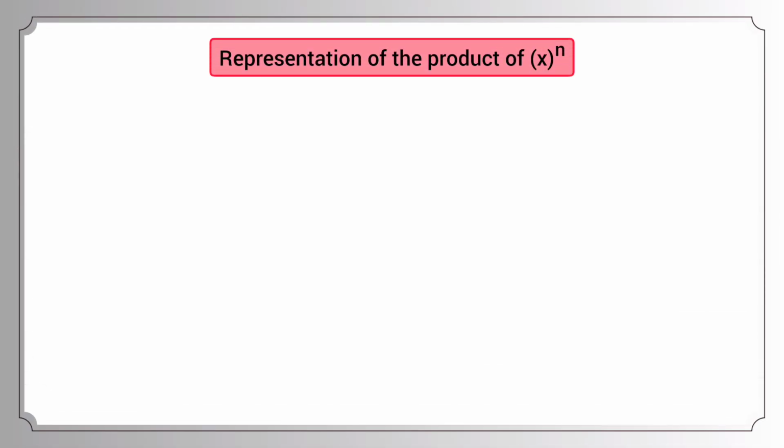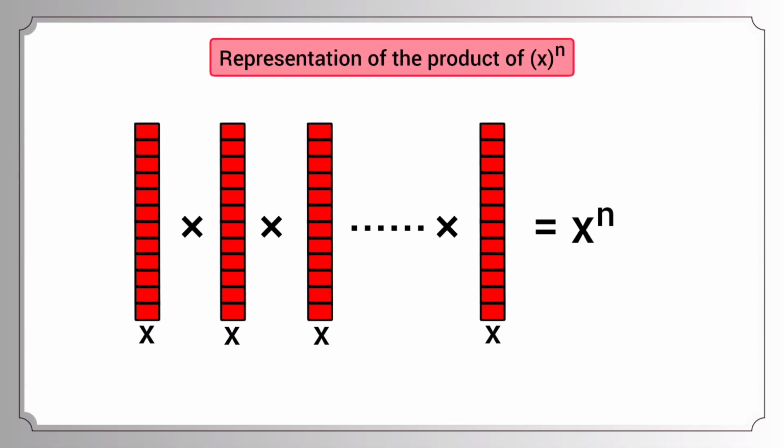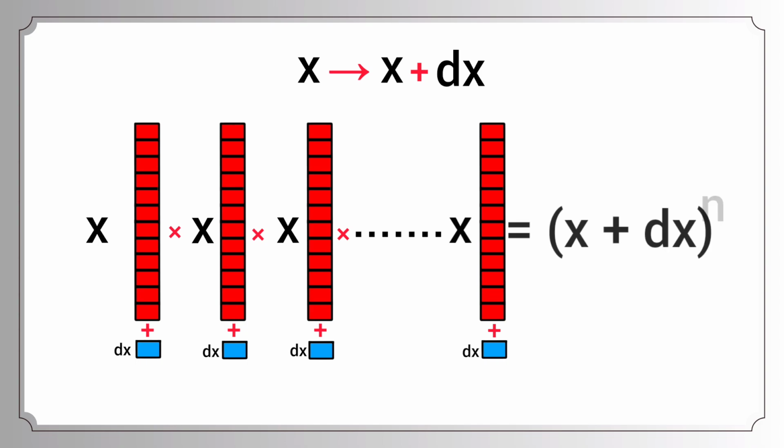Using this example, we can represent the product of x to the power n in a similar manner. Since we are interested in the derivative, we would need the change in the function x to the power n for a small change in the independent variable x. Therefore, when we increase the value of x by a small value dx, we can visualize the change in the function in this manner.